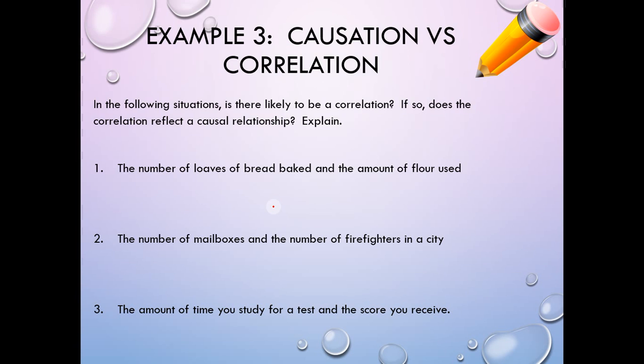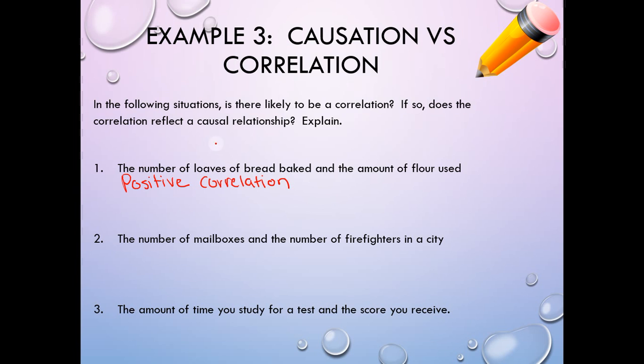Now, causation versus correlation. If you remember, causation says that one thing made change on the other. And I cannot have causation without correlation. So first, let's see if we have a correlation here. The number of loaves of bread baked and the amount of flour used. That should have a positive correlation, right? So it has a positive correlation because if I bake more loaves, I'm going to need more flour.